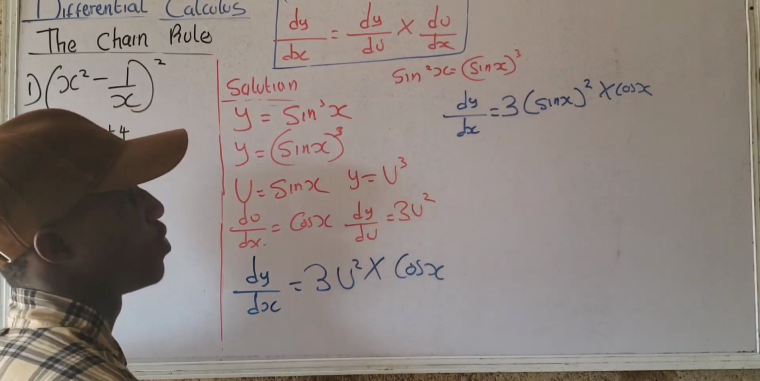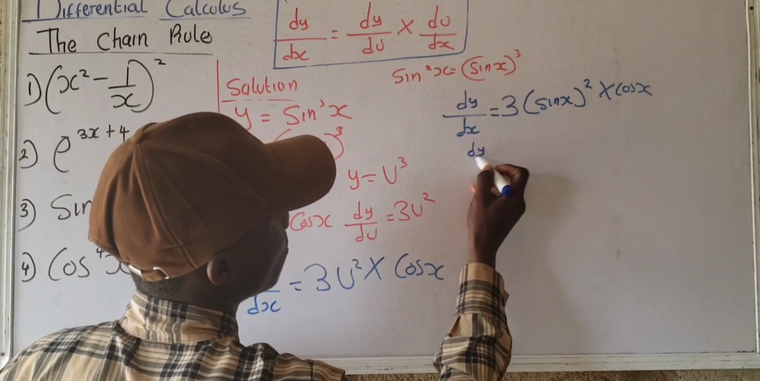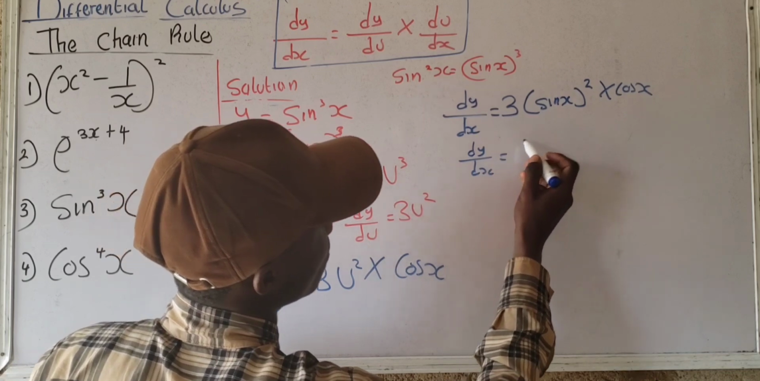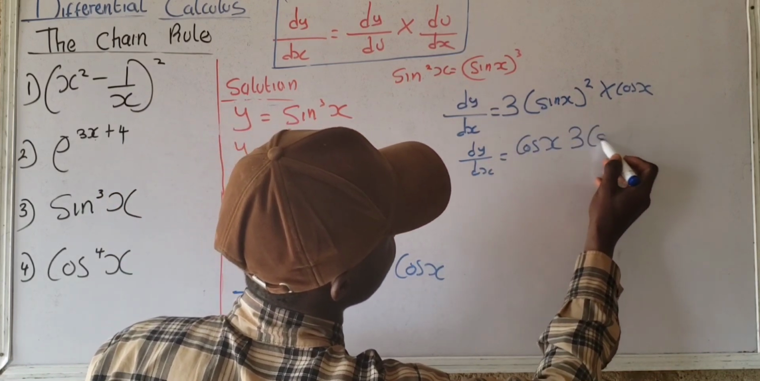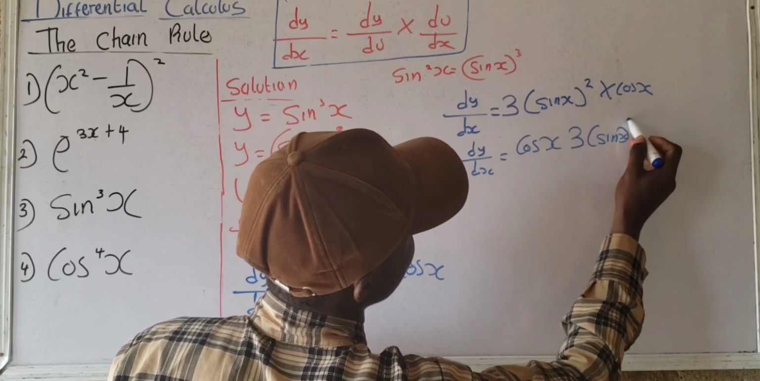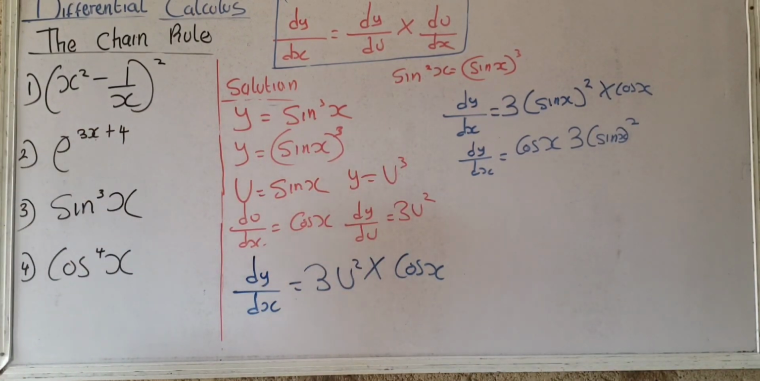So you can leave your answer like this, or you can write it as dy/dx equals cos x times 3 sine squared x. So that is the solution to that question.